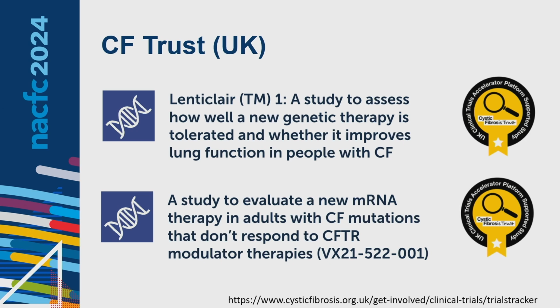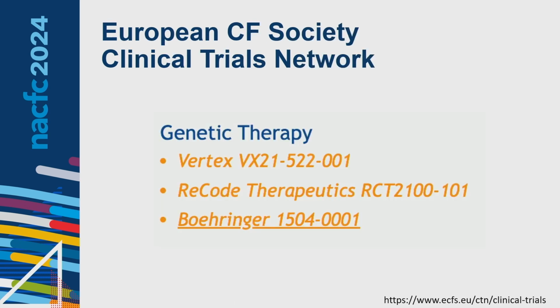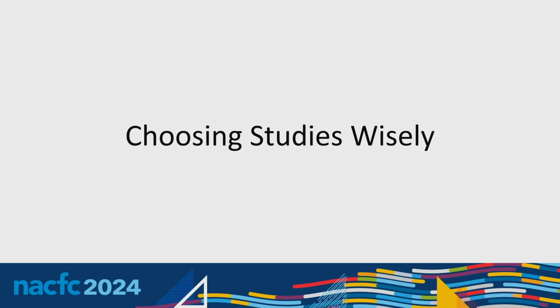And then the CF Trust also has their pipeline. There are fewer things they're studying in the UK for genetic-based therapies, but they have the LentiClaire. So they are using a lentivirus vector there that is not in the US for clinical trials. And then they also have the VX522 messenger RNA trial. The European CF Society, similarly, has the Vertex and Recode messenger RNA trials. The Boehringer here is actually just another version of that LentiClaire lentivirus one from the prior slide with the UK Trust. And then choosing studies wisely.